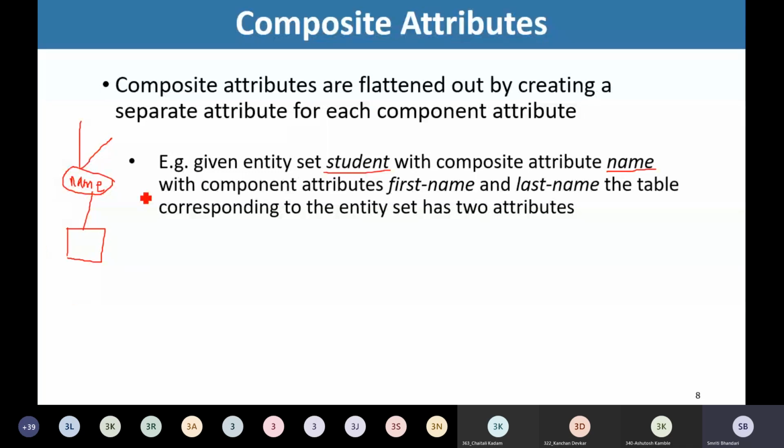So whenever I convert this composite attribute in my relational model or in my table, then how to deal with this composite attribute? We are going to flatten out this composite attribute. So what does this mean? In relational model, while creating a table, what I will do is, if I am having two subparts of this composite attribute name, then this is my student entity set.